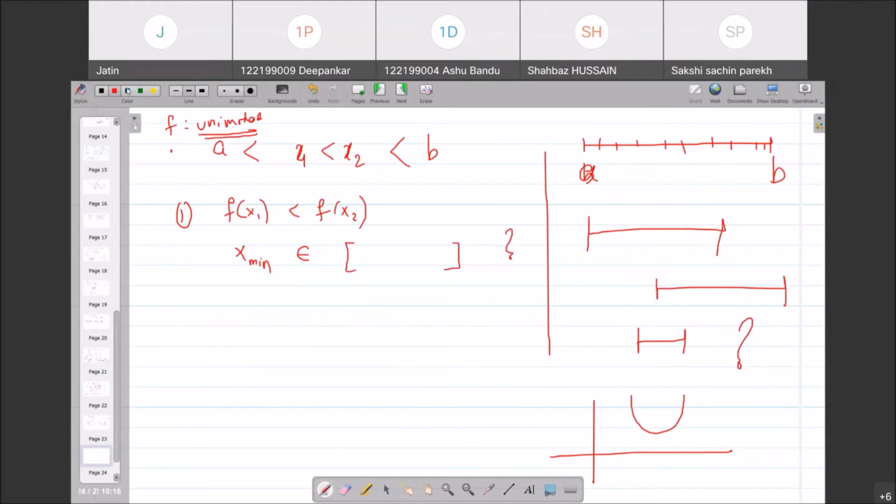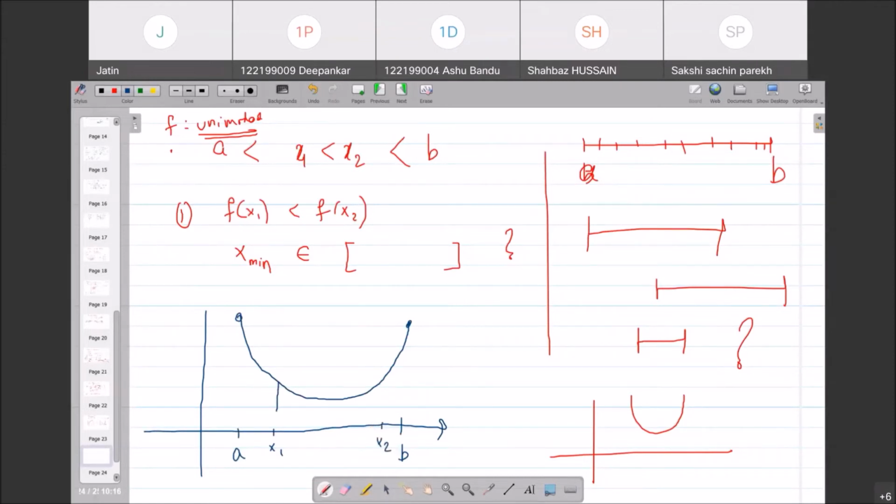Let us try to understand this using a graph. You tell me the answer. Now this is my interval of experiment. AB is the interval of experiment, and this is the unimodal function. Suppose my x1 is less than x2. This is my x1, then this is my x2. You can see that this is f of x1 and this is f of x2. So obviously my f of x1 is less than f of x2.